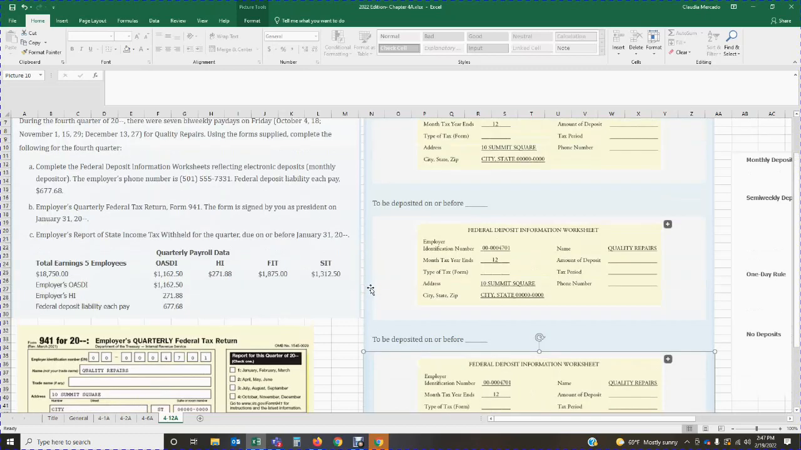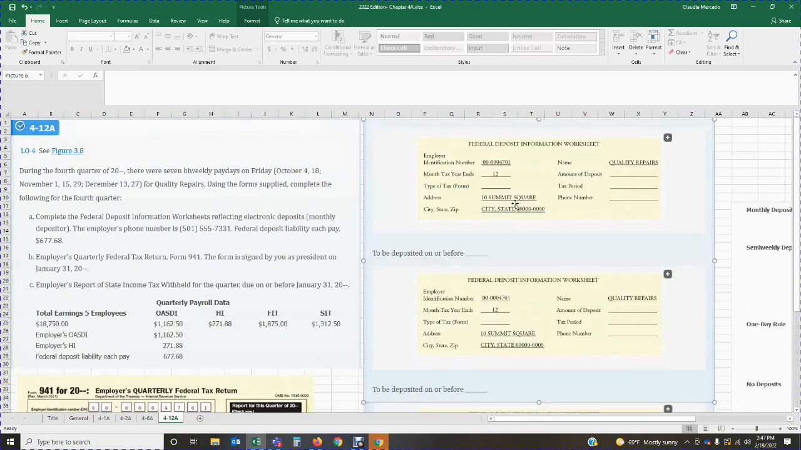Okay, so we're going to start filling them in, and of course, I copied these from the book, so I can't really type over them. So just be patient with me. I do have to type in or create little content boxes so I can type the information. Okay, so a lot of it is pre-filled for us.